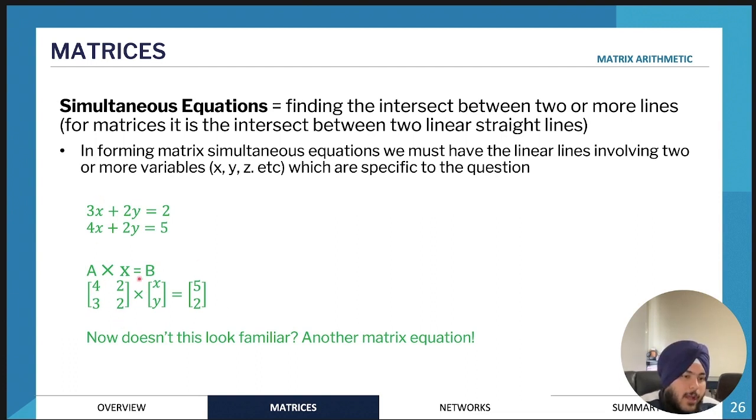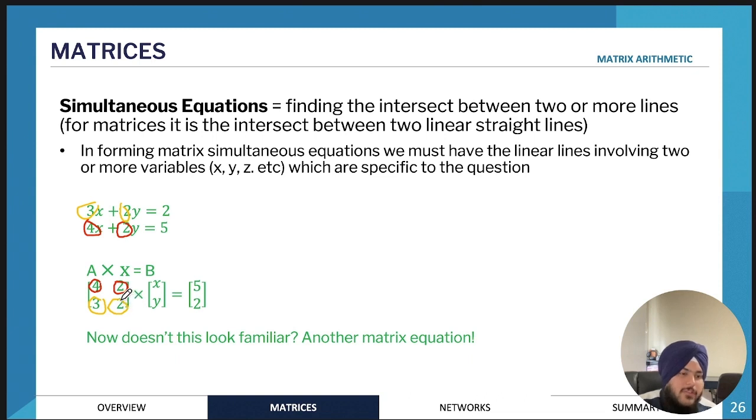So, for example, we have A times X is equal to B. If we were to convert these two equations into a matrix equation, all we will need to do is take the coefficients, so 4, 2 are here, and then 3 and 2 over here. So they usually run like this in the matrix.